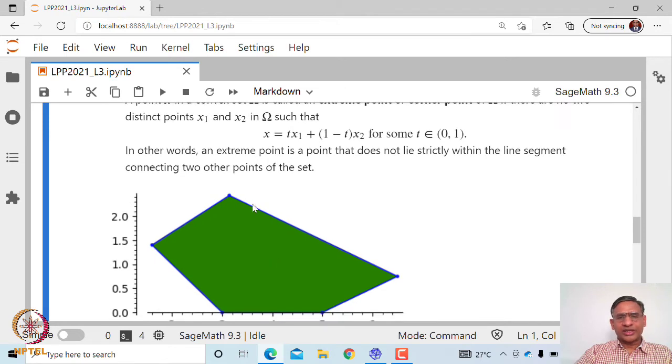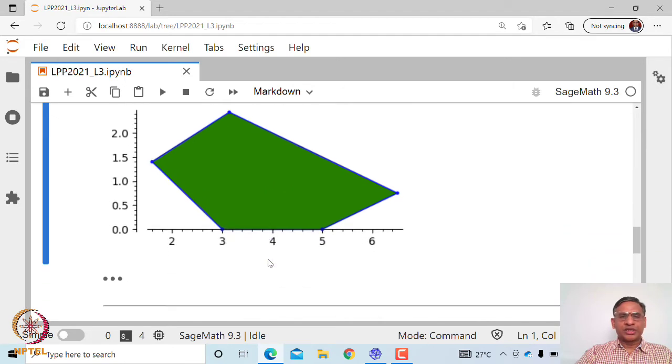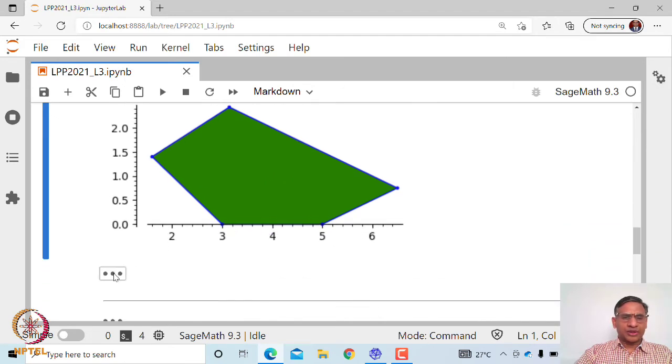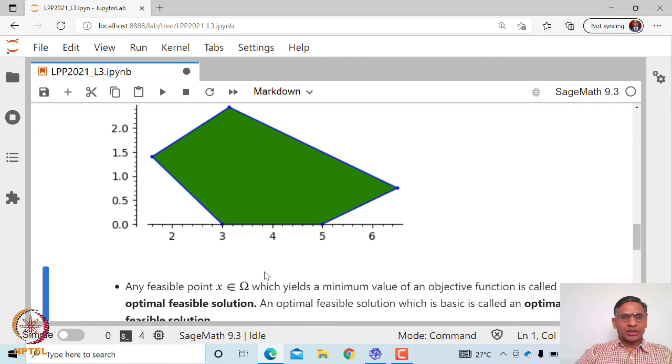For example, any point on this line segment joining this point and this point, I can always write as a convex linear combination of those two points. Similarly, an interior point we can also write this way. So actually, solving a linear programming problem is all about finding these corner points.